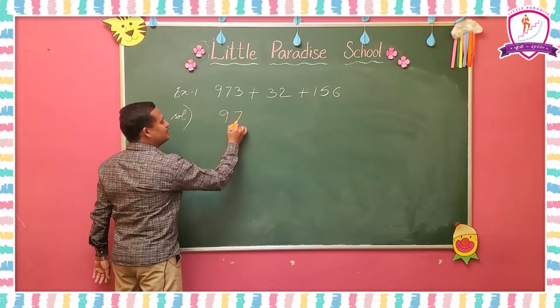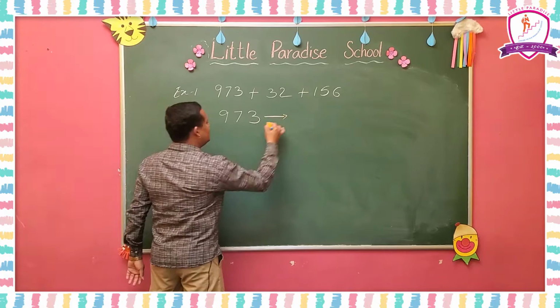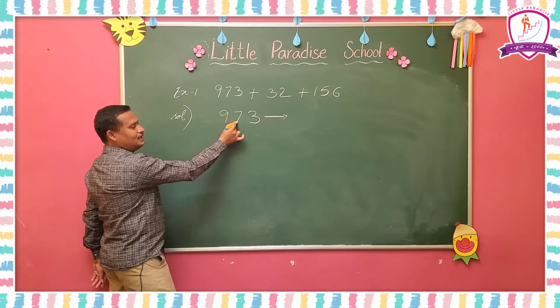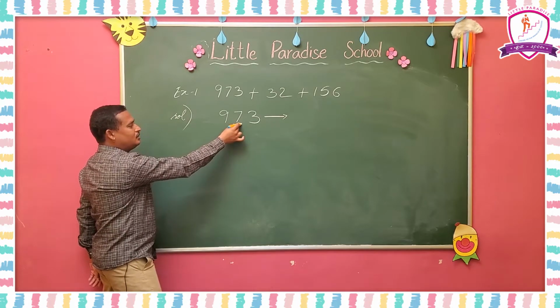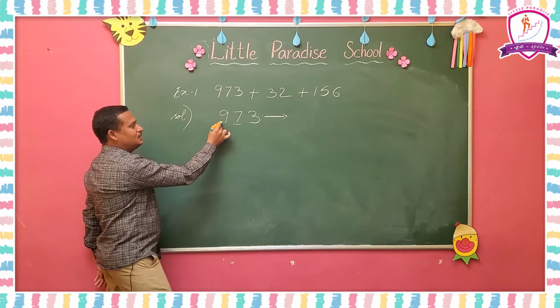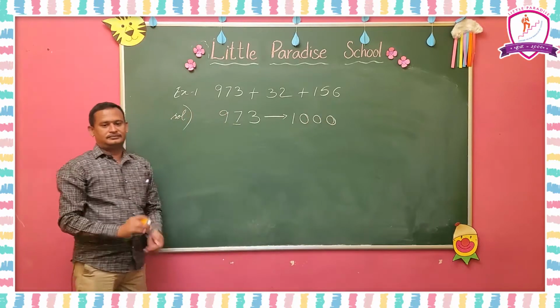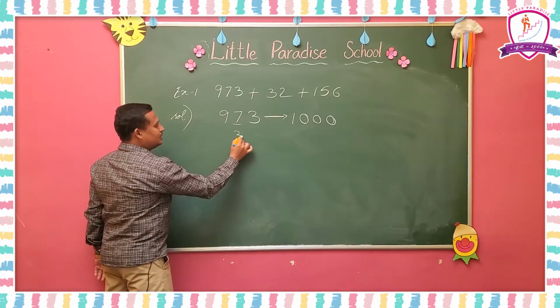Here 973, up to hundreds we have to round it off. 973 is 900 and 7 tens. So 7 tens means we have to round off to the next hundred: how many hundreds will be there? 10 hundreds, which means it will become 1000. Next, what is the number given here?